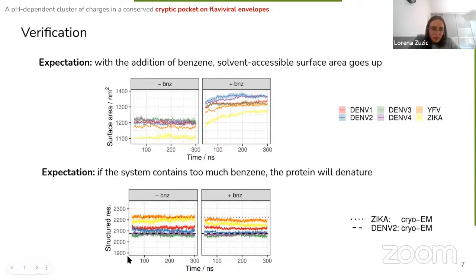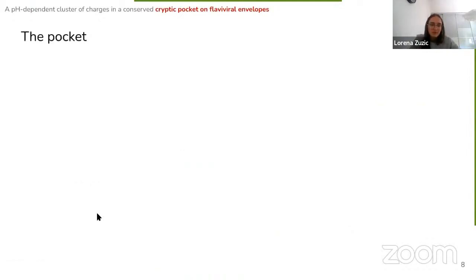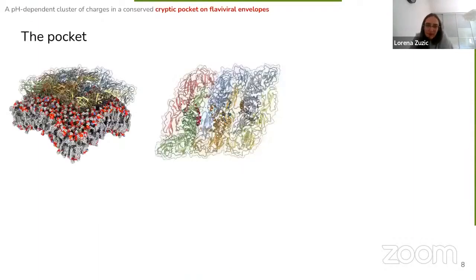And this may be pretty happy, because there is a very slight decrease from your experimental values and from the control simulations. But considering that we're talking about less than 1% decrease, I was happy that it was working and not denaturing the actual protein. All right, so we're going to the pocket part of this talk.